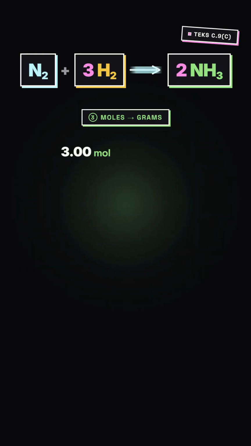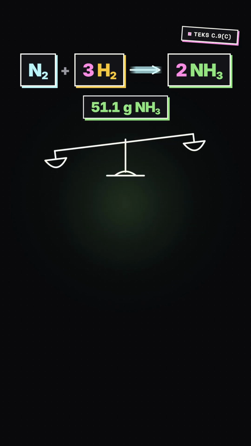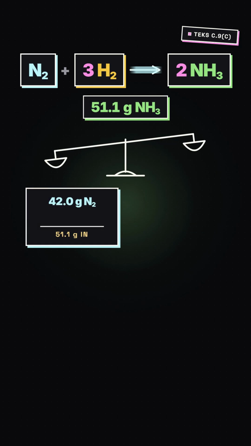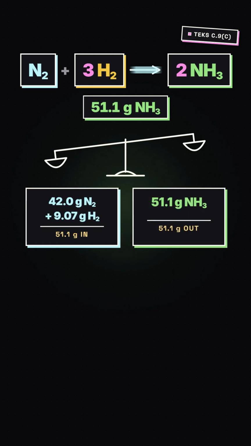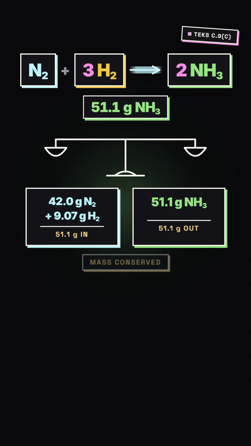Step 3. Back up to grams. 3.00 moles of ammonia times 17.03 grams per mole. Moles cancel, 51.1 grams of ammonia. And check it, the 42 grams of nitrogen plus the 9.07 grams of hydrogen that reacted equals 51.1 grams of ammonia. Mass is conserved. It always was.